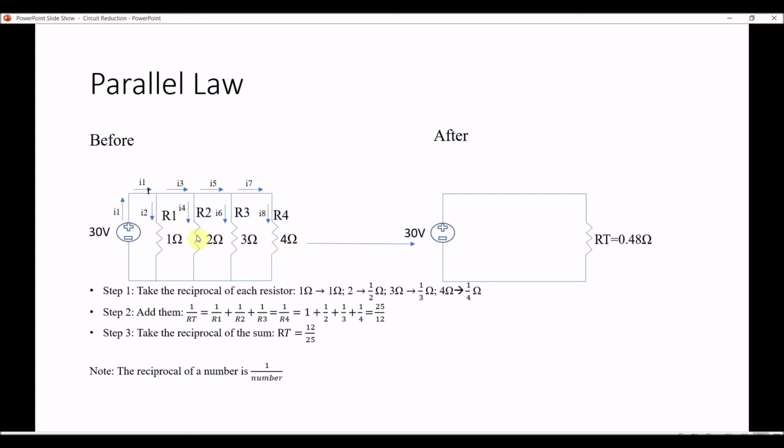So in series, you just simply add them. It would have been 1 plus 2 plus 3 plus 4. But in parallel, it doesn't work like that. You have to use this law. Now this circuit and this circuit are the exact same, but once again, it's much easier to do calculations with this one over this one. And note, the reciprocal of a number is 1 over the number.